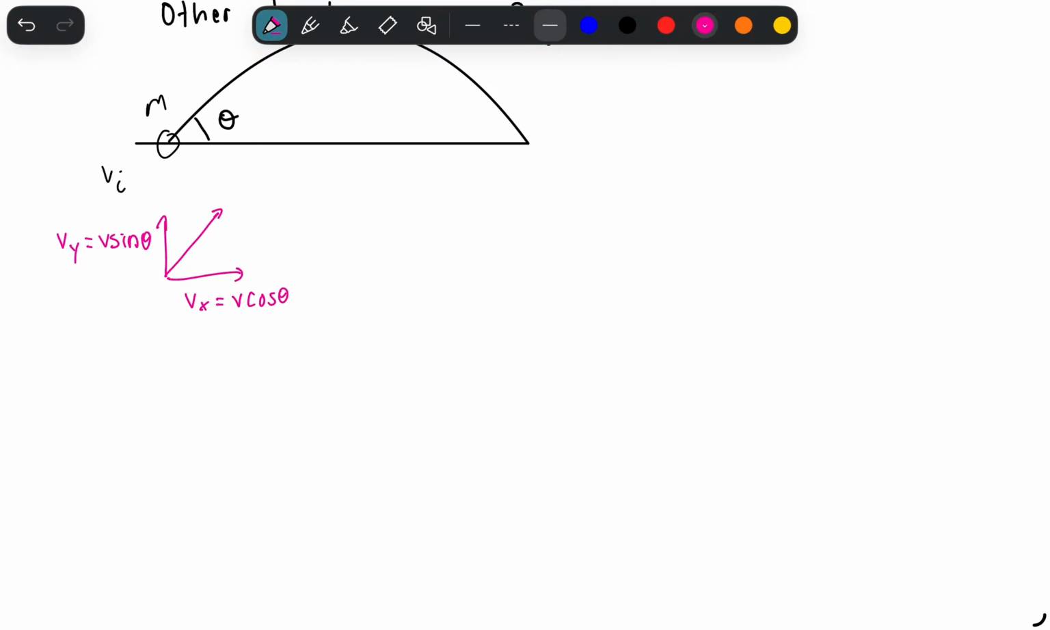Now, in the horizontal direction, let's talk about our motion. We are going to have acceleration that is equal to 0 in the horizontal direction, which is why our vx in the horizontal direction is going to equal your v initial x, so it's going to stay constant. Now, what about in the vertical direction? In our vertical motion, we are going to have our ay is equal to negative g.